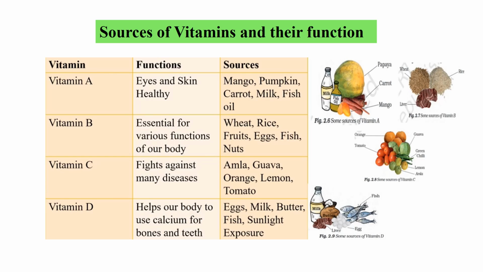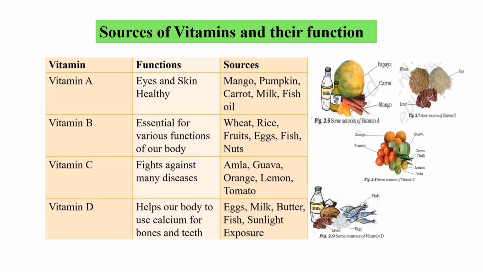Now vitamin D. Its main function is to help our body use calcium for bones and teeth. And what are the sources of vitamin D? They are eggs, milk, butter, fish, and sunlight exposure. It is very important to expose our body to sunlight, so we are getting vitamin D directly from the sunlight.